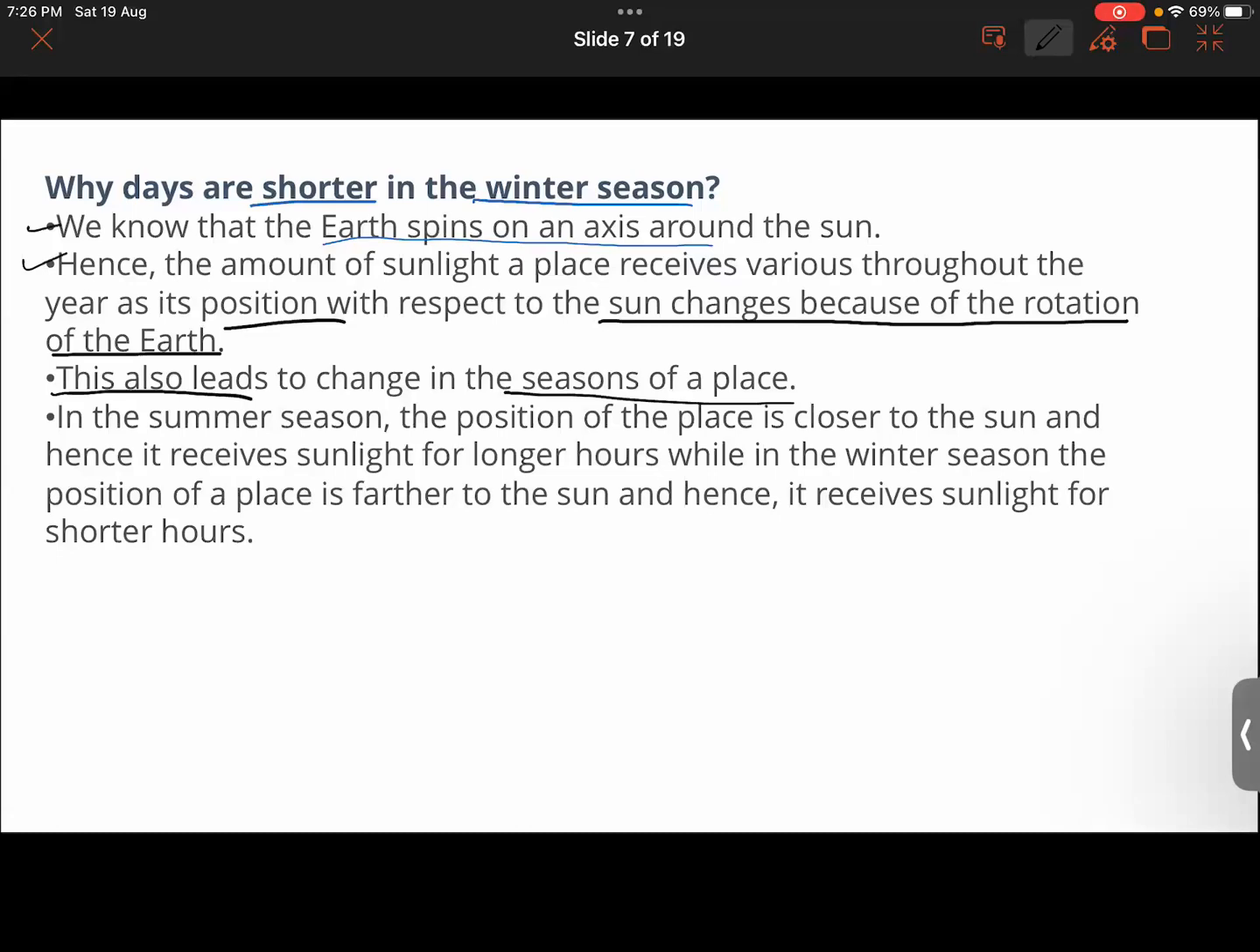The Earth spins on its own axis, and while spinning on its own axis, it also moves around the sun. That we call revolution. Getting it?